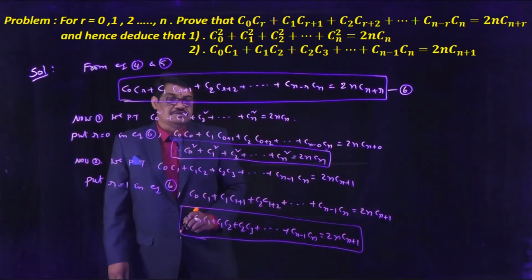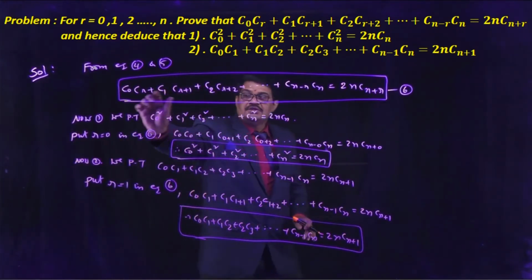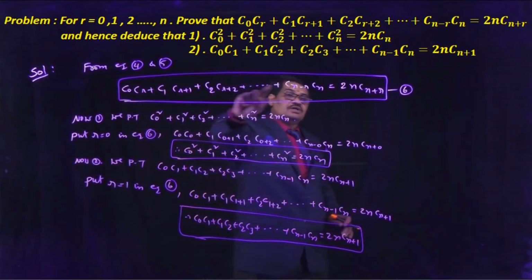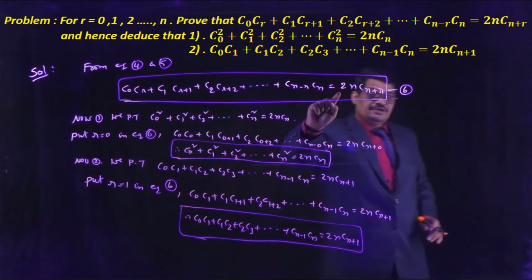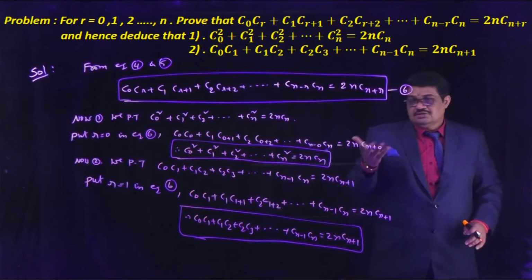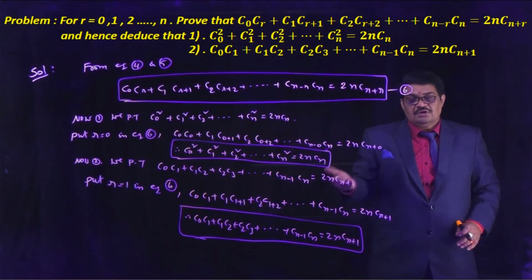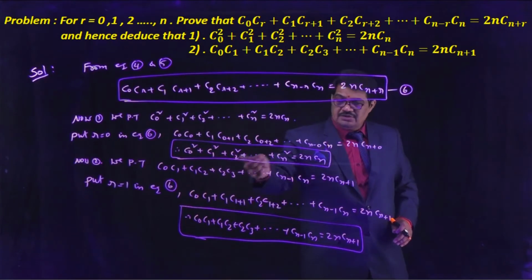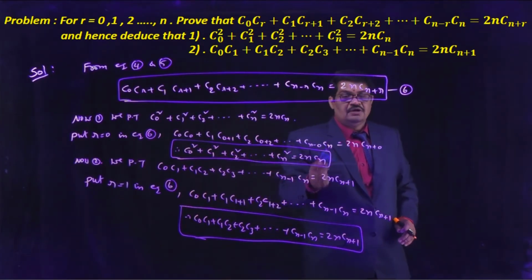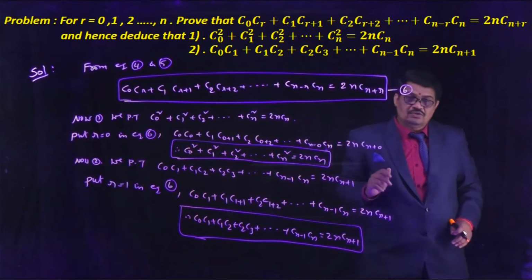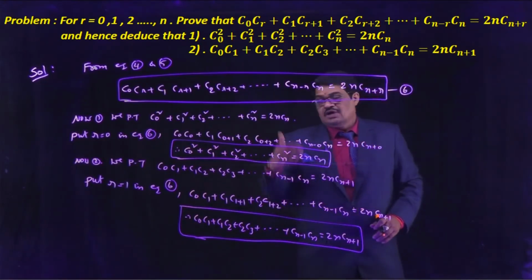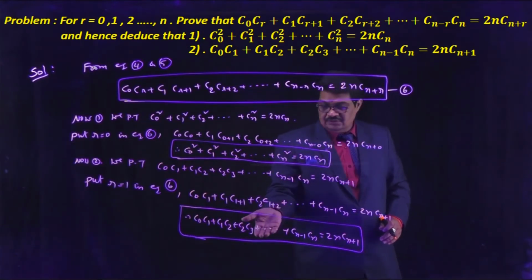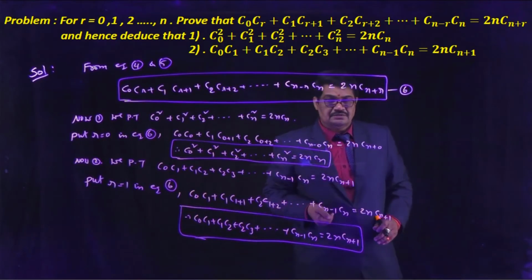This is our second result. So this is the main result: C0 Cr plus C1 Cr+1 plus C2 Cr+2 and so on, plus Cn-r Cn is equal to 2nCn+r. So using that result we are proving these two: C0 square plus C1 square plus C2 square and so on, plus Cn square is equal to 2nCn, by putting r equal to 0 in equation 6. Putting r equal to 1, we get the second one. These two are our obtained results.